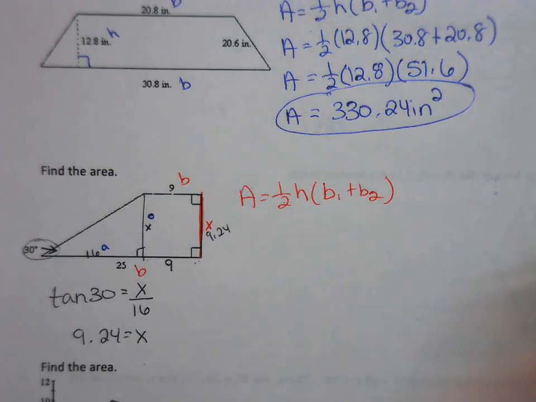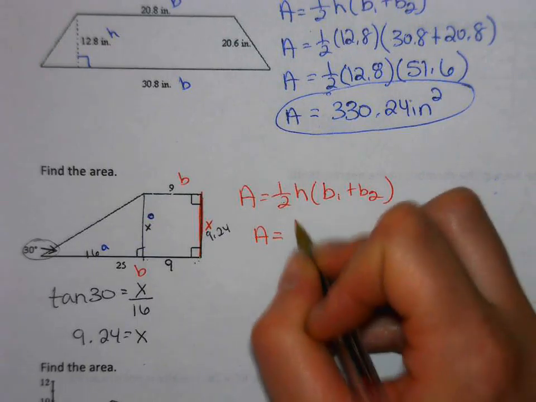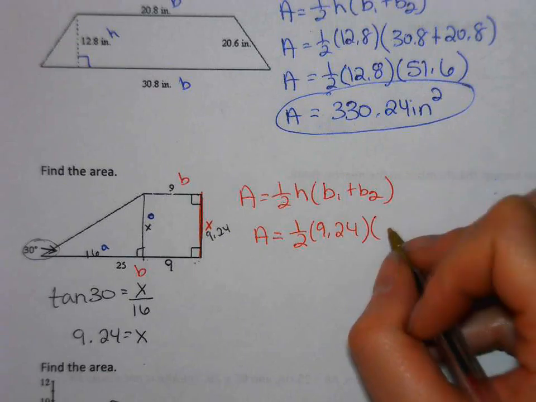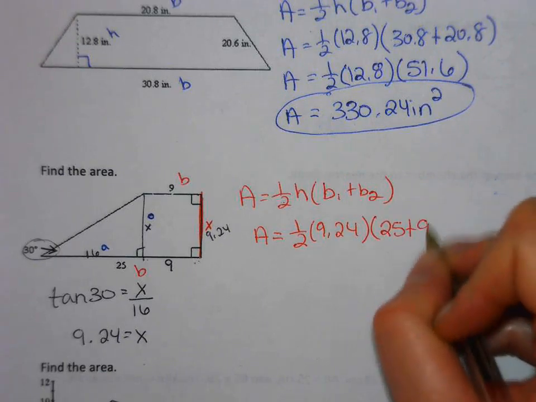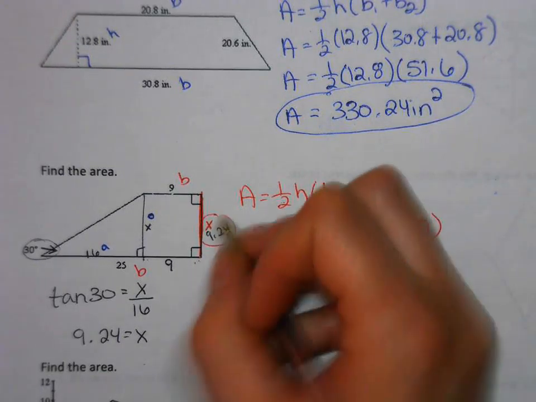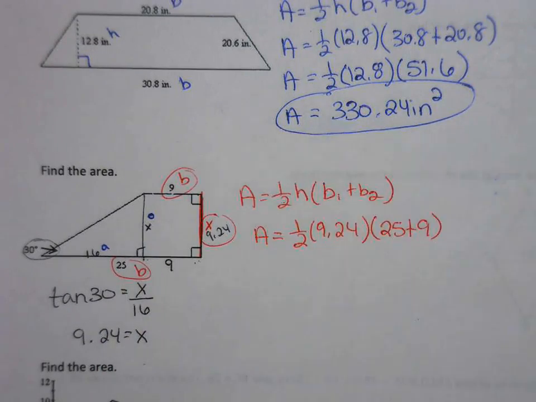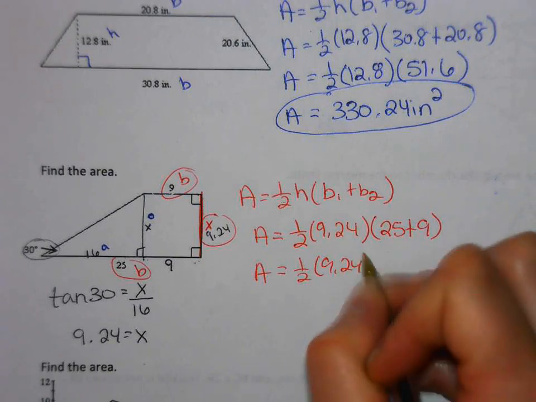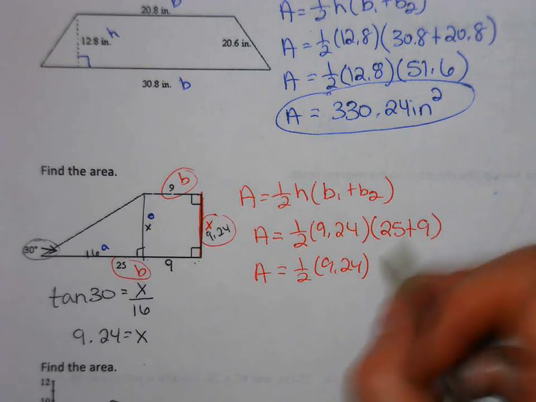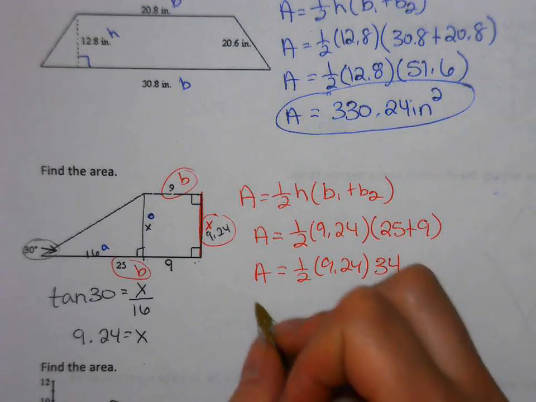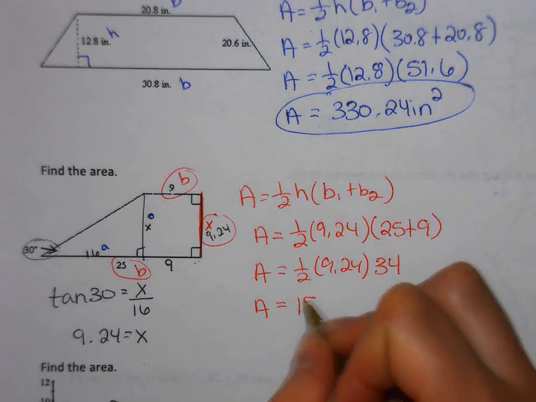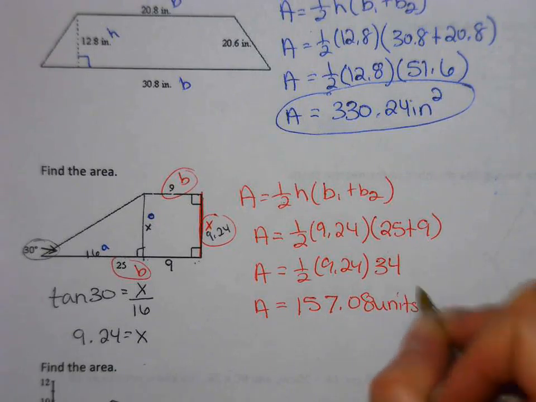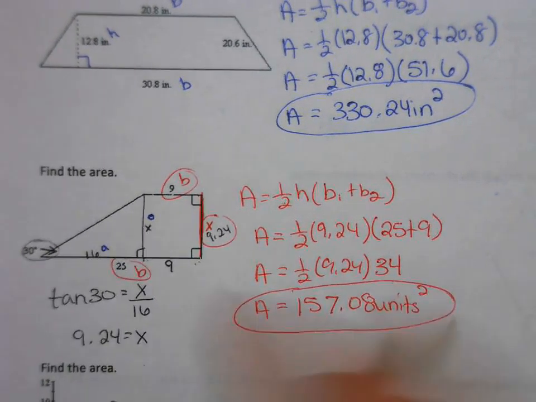So now we can finish the problem. Area equals 1/2 times our height, and our two bases added together, so 25 plus 9. So area equals 1/2 times 9.24 times 25 plus 9, which is 34. So when we multiply these together, we get 157.08 units squared, and it's units because we're not given a specific unit.